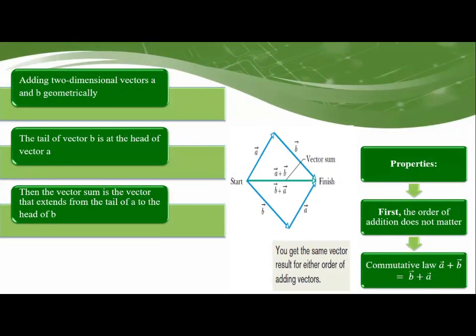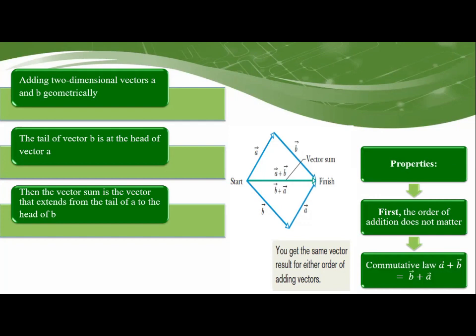The figure suggests a procedure for adding two-dimensional vectors A and B geometrically. The tail of vector B is at the head of vector A. Then the vector sum is the vector that extends from the tail of A to the head of B. Vector addition defined in this way has two important properties.